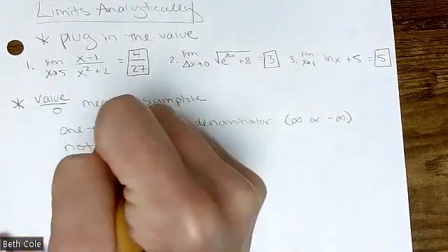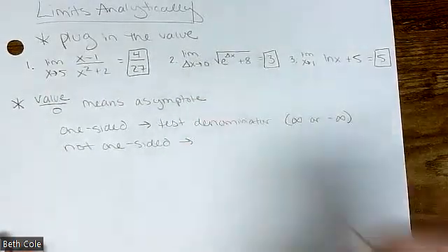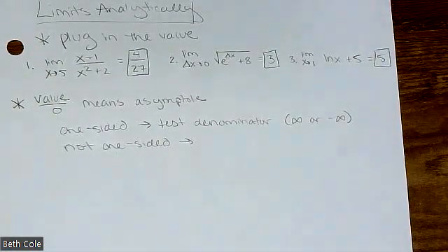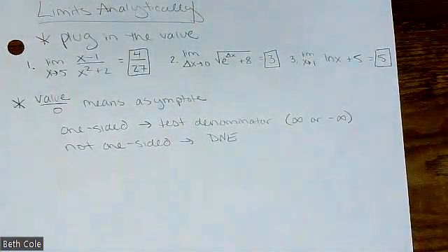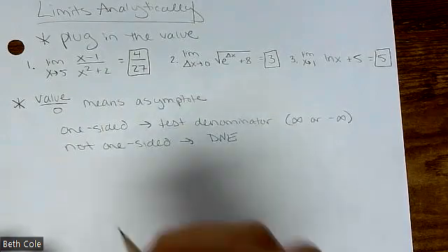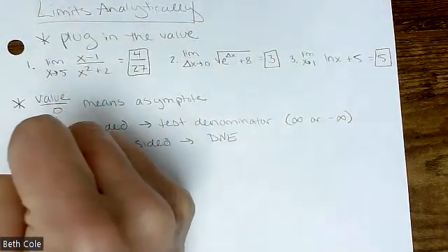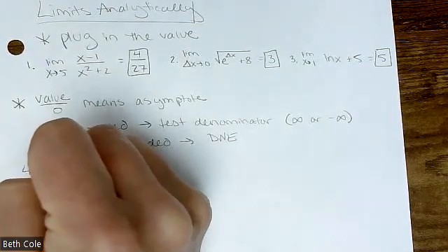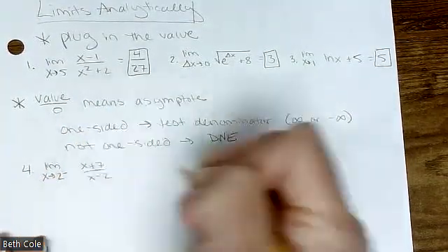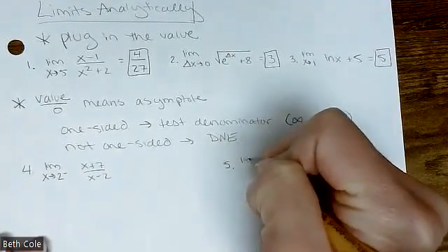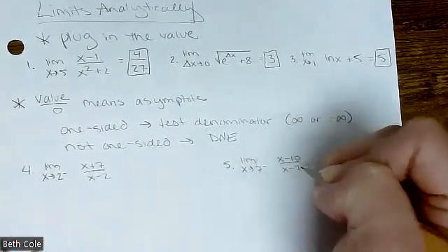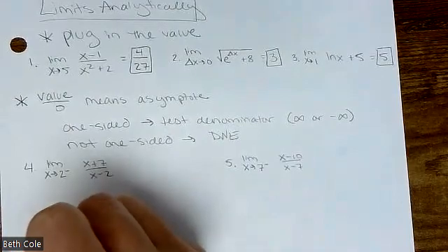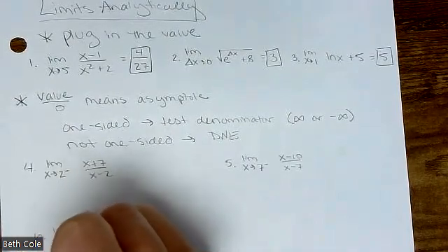If it is not one-sided, then what is automatically going to be your answer? DNE. So if it's one-sided, you just do a test, see if it's positive or negative. If it's not one-sided, you've got your answer. It does not exist. So we'll do a couple of these and then I'll do your break. If it has a little plus, it's from the right. If it has a little minus, it's from the left.